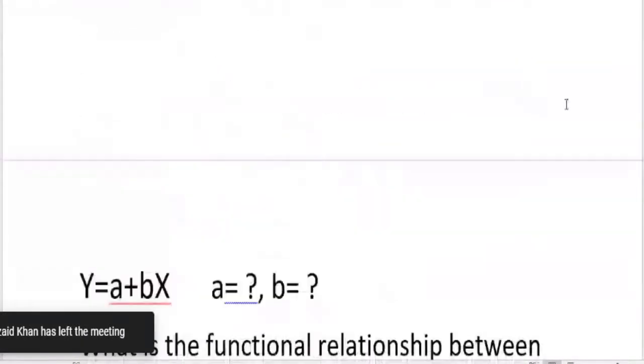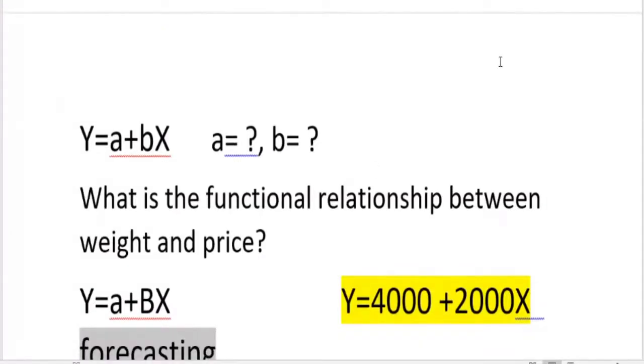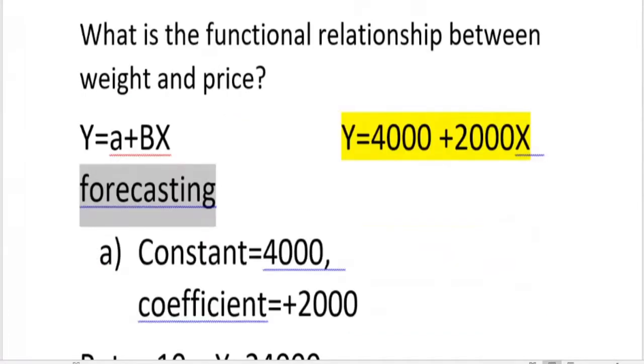So in nutshell, I have taken this example of weight and price to make you understand the equation. Please go through it once again, that this is a linear relationship and we have A as a constant, B is a coefficient.